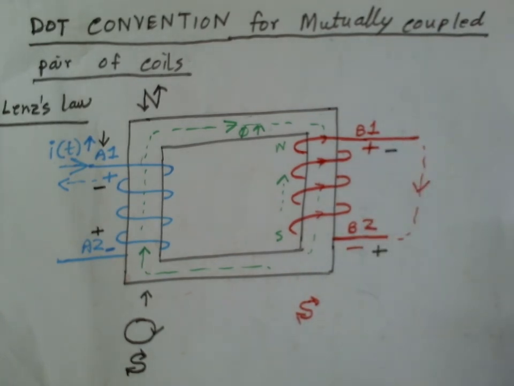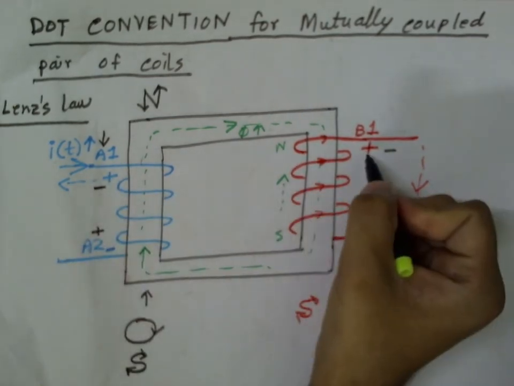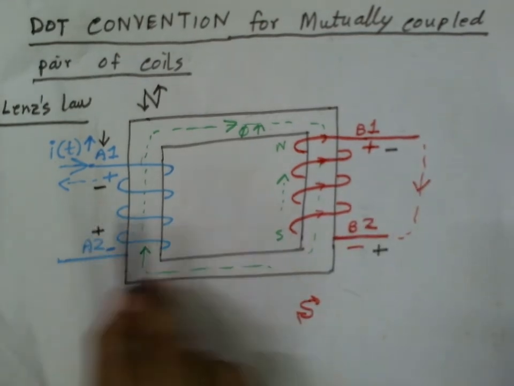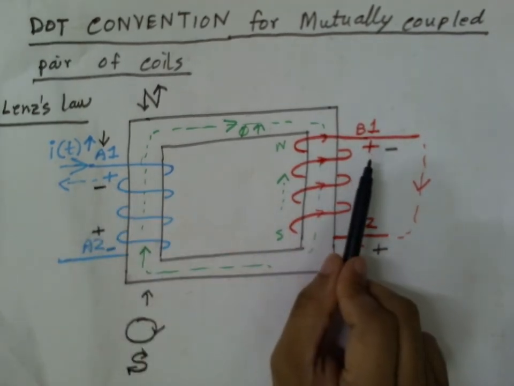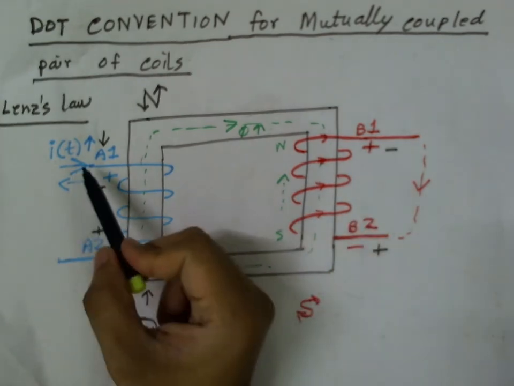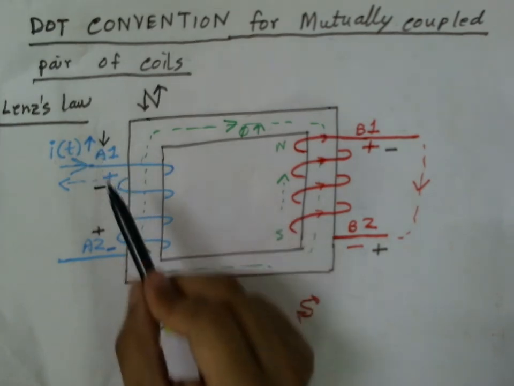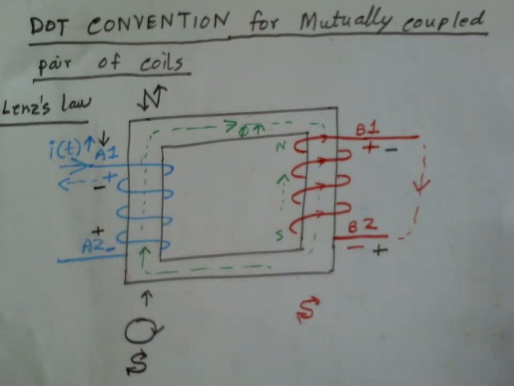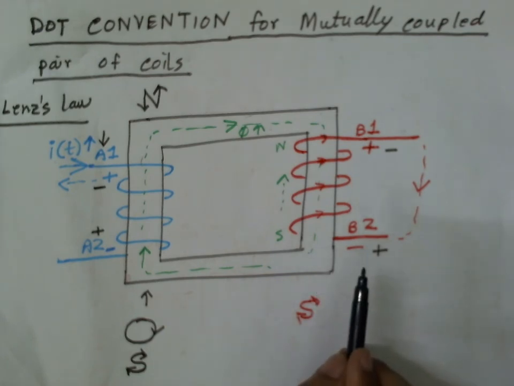Okay, so therefore we see that these two terminals A1 and B1 always have similar polarities. When this current increases, A1 and B1 simultaneously have positive polarity. When the current IT is decreasing, both A1 and B1 have a negative polarity. Similarly, A2 and B2 always have the same type of polarity, positive together or negative together.